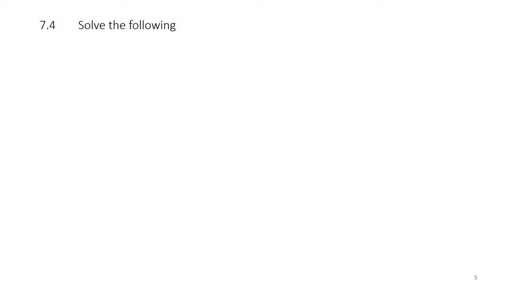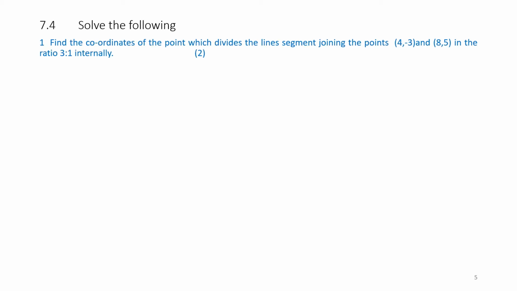Now let us take numerical examples. 7.4, solve the following. Find the coordinates of the point which divides the line segment joining points (4, minus 3) and (8, 5) in the ratio 3:1. So here m1 is equal to 3 and m2 is equal to 1. This is a 2-mark question and it is very simple. You have to substitute in the formula and correctly write x1, y1 and x2, y2.